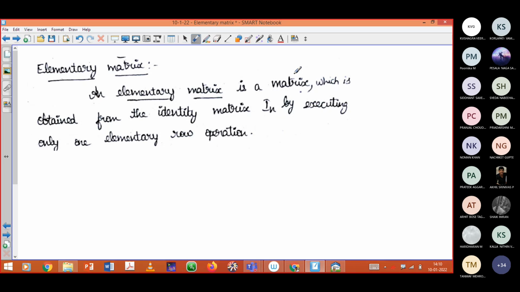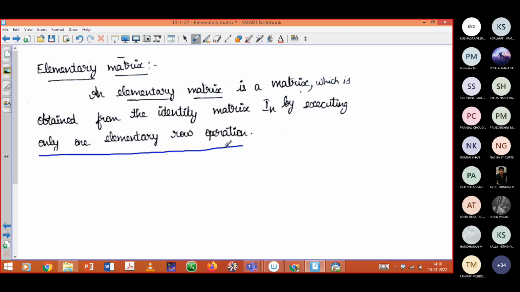The definition says an elementary matrix is a matrix derived from the identity matrix. How can it be derived? There is one restricting condition here. You have to apply an elementary row operation exactly one time. Listen carefully, only one time, not more than that.